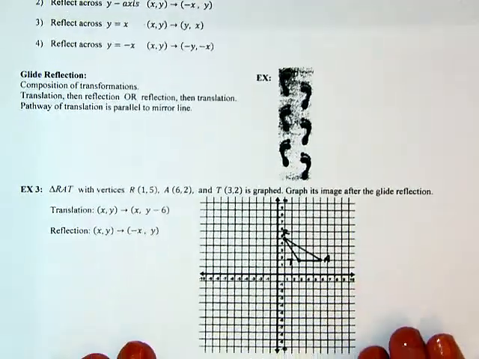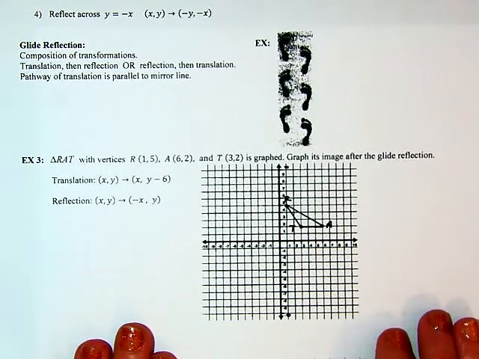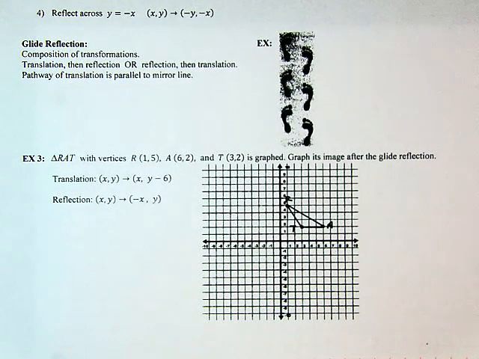All right, last thing that we have to do is go over a glide reflection. A glide reflection, first, is a composition of transformations, and that just means that we're going to do back-to-back transformations. It ends up being, in sequence, a translation followed by a reflection, or vice versa, a reflection followed by a translation. The one thing that you have to really keep centered on is that to make it a glide reflection, it's not just a translation paired with a reflection. We also need to make sure that the pathway of the translation is parallel to the mirror line.